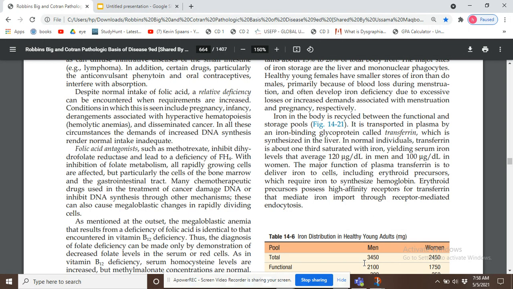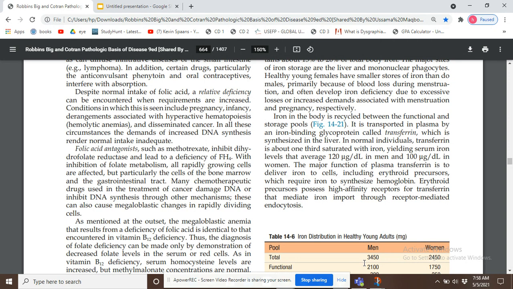It is transported in the plasma by an iron binding glycoprotein called transferrin, which is synthesized in the liver. In normal individuals, transferrin is about one third saturated with iron, yielding serum iron levels that average 120 microgram per deciliter in men and 100 microgram per deciliter in women. The major function of plasma transferrin is to deliver iron to cells, including erythroid progenitors, which require iron to synthesize hemoglobin. Erythroid precursors possess high affinity receptors for transferrin that mediate iron import through receptor mediated endocytosis.